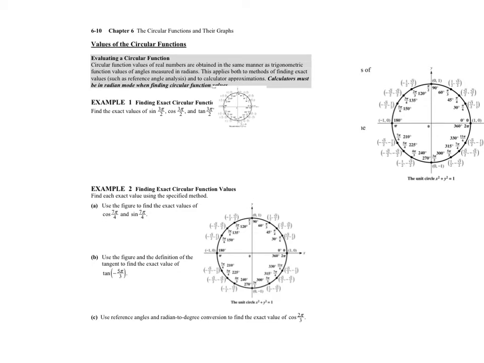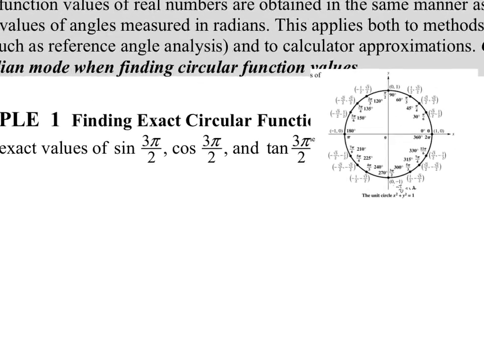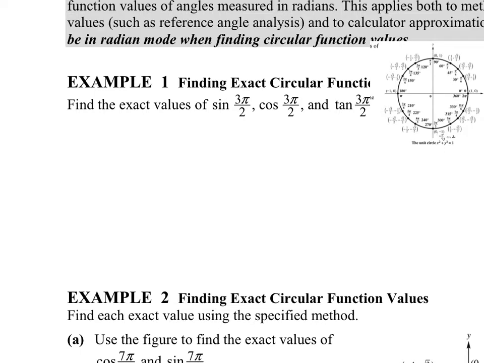Okay, I'm going to finish the problems that are in this section 6.2. 6.2 was the unit circle and circular functions. So I may have already done this first problem here. Doesn't hurt to do it again. Find the exact values of the sine of 3 pi over 2, the cosine of 3 pi over 2, and the tangent of 3 pi over 2.